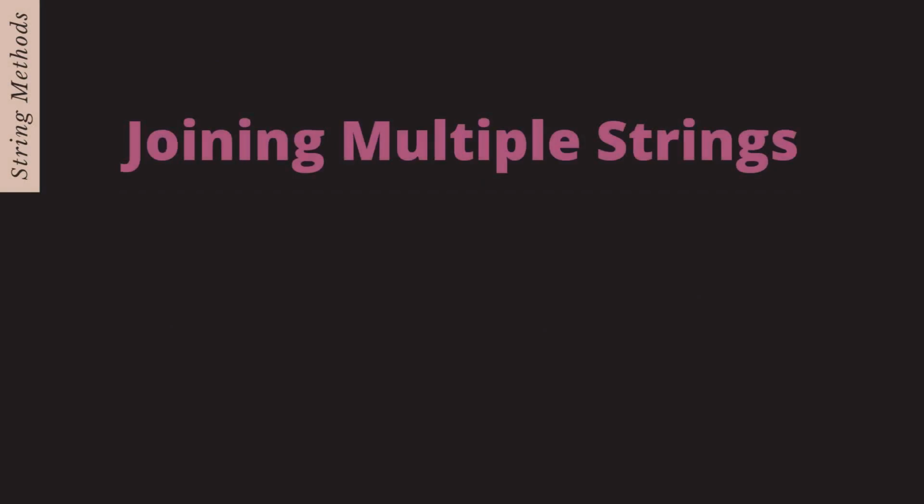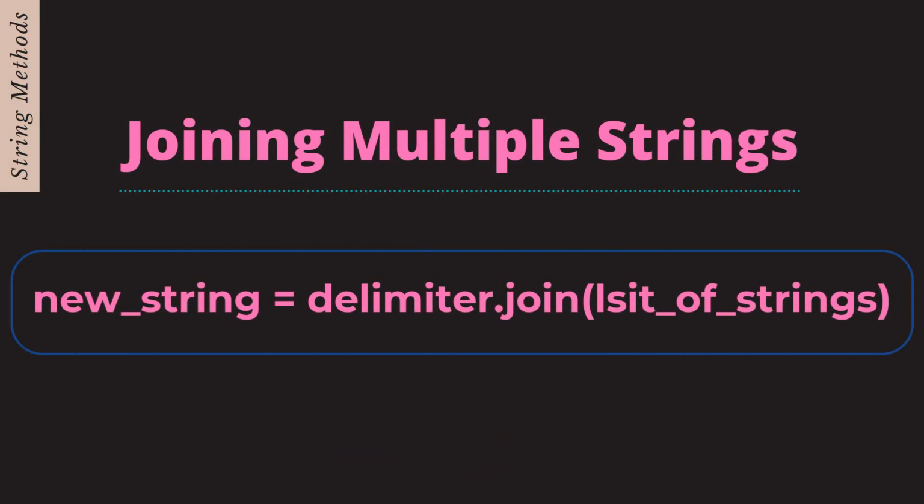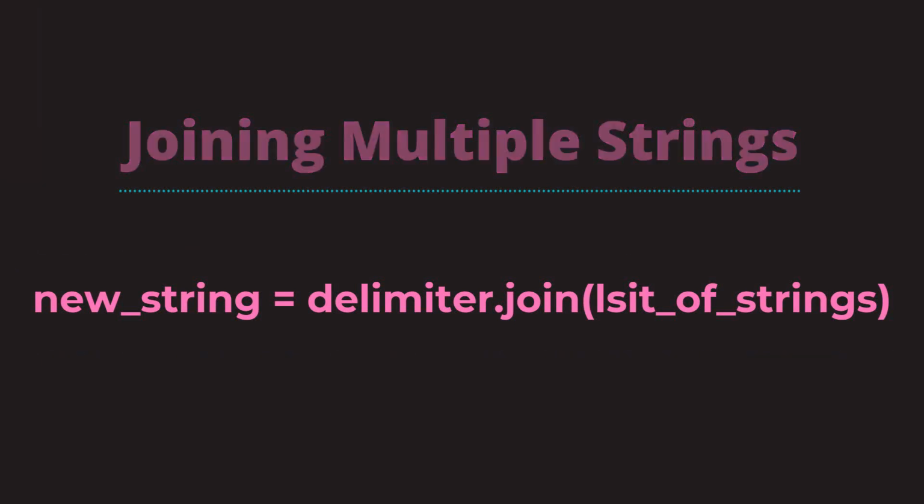Joining the multiple strings. Here we have a join method which returns a new string by concatenating a list of strings on the given delimiter. See the format here. Here we need to use the delimiter as a string, and then we need to use the dot. After the dot we need to mention the join method with a list of strings as argument.